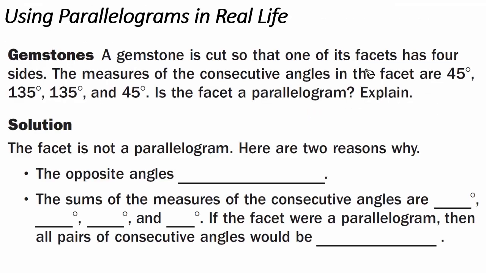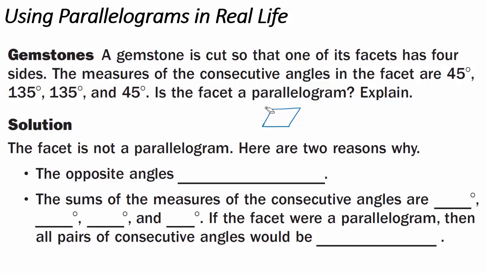Using parallelograms in real life. Gemstones. A gemstone is cut so that one of its facets has 4 sides. The measure of the consecutive angles in the facets are 45 degrees, 135 degrees, 135 degrees, and 45 degrees. Is the facet a parallelogram? Explain. Let's start by drawing this facet. So we know it's a 4-sided figure, which means it's a quadrilateral. And we're given the consecutive angle measures. So consecutive means following right after the other.